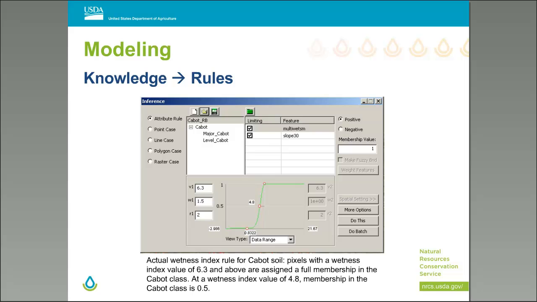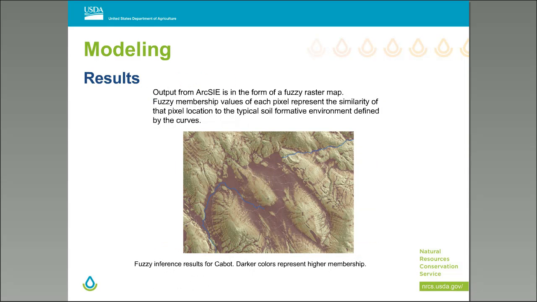Hopefully that makes enough sense to move forward here. This is what comes out of each soil class after you take everything you know about that soil and define rules and build them. This is a fuzzy raster map. Again, the fuzzy membership values of each pixel represent the similarity of that pixel location to the typical soil formative environment defined by the curves.